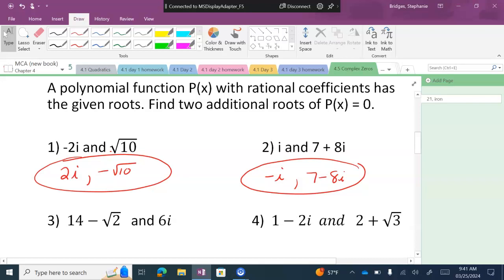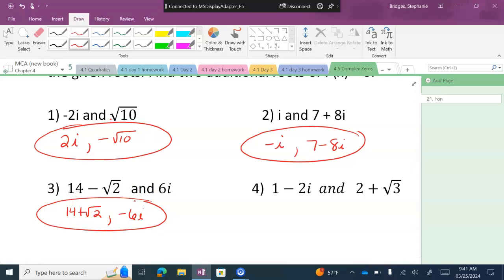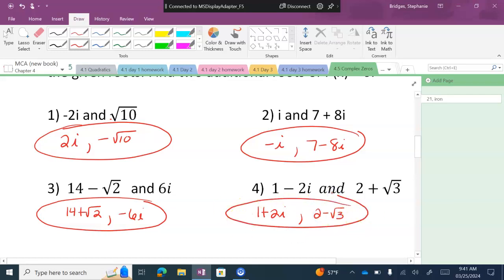Number 3 has solutions of 14 minus the square root of 2 and 6i. What would my other two solutions be? And then the other one? Negative 6i. Perfect. And then number 4 says my two solutions are 1 minus 2i and then 2 plus the square root of 3. What would my other two solutions be? Conjugate root theorem, it's going to give you some solutions. The conjugates are also solutions is kind of what it asks you.